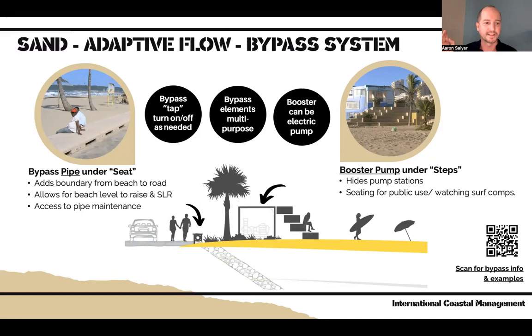To pipe the sand from the north side of the Oceanside Harbour all the way down to Oceanside Boulevard, we're looking at around 3 booster pump stations.